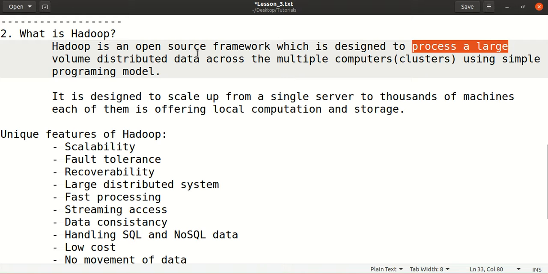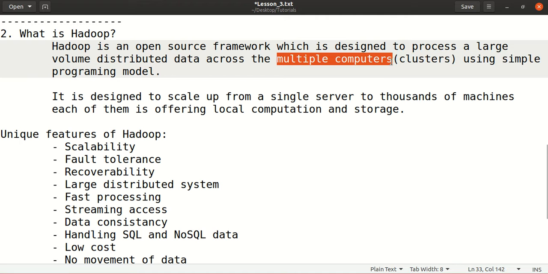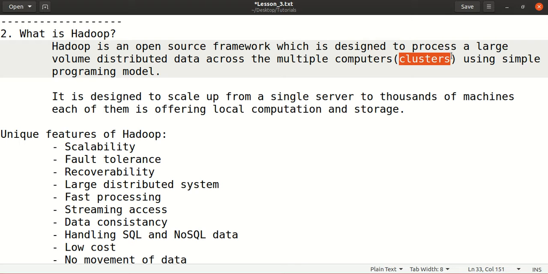Here also we have multiple computers. We don't have only 1 server or 3 servers, we will be having multiple servers, around 1000 servers, 100 servers, and we will have multiple clusters, and only using a simple programming model which is called MapReduce. So I hope you understood the difference between the normal distributed environment and the Hadoop environment.